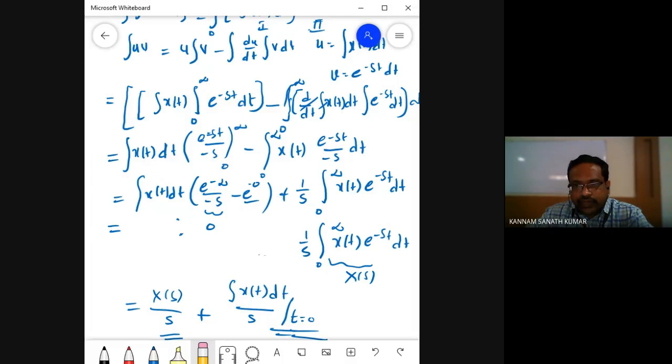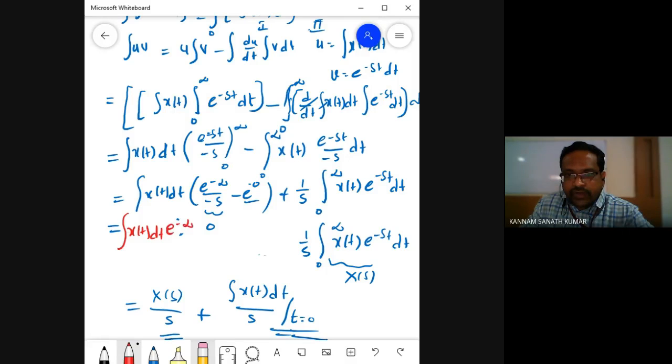So here, this is integration of x of t dt into e power minus infinity by minus s, minus integration x of t into, so you applied the limits now, at t equal to 0. So that means e power 0 by minus s. Anyway, this one is 0.